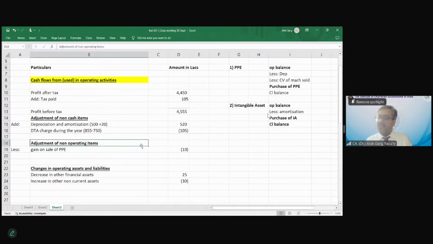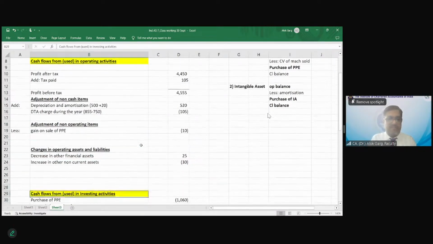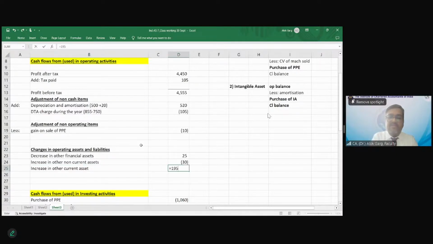Right. So now what is the next line item in the balance sheet? Other current assets. Other current assets have also been increased, 85 to 195. So what is the treatment of other current assets? Increase in other current assets. What is the treatment? Negative 110. 195 minus 85, na? Minus 85.